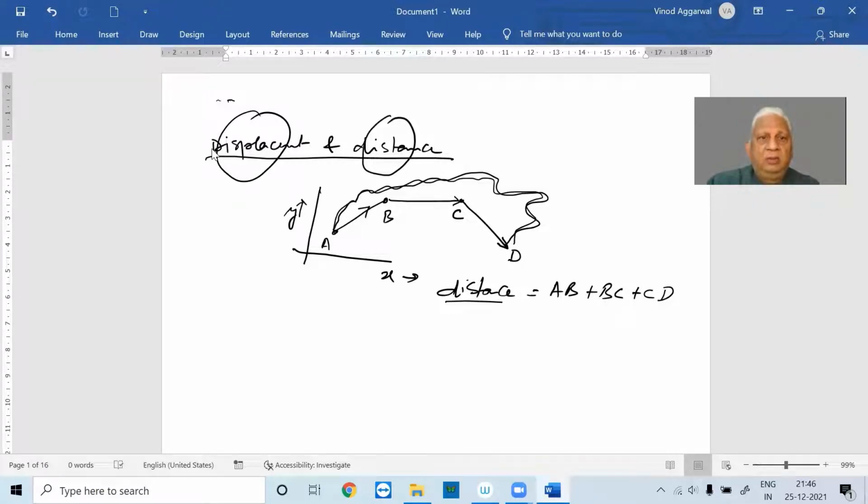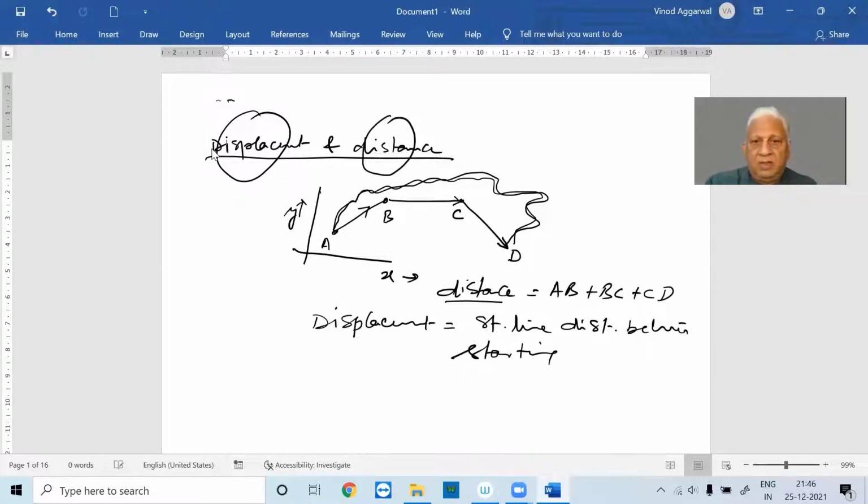Okay. Now as against this, what is displacement? Displacement is a straight line distance between starting and finishing point. In our case, we started from A and ended at D. So our displacement would be a straight line running from A to D, right?